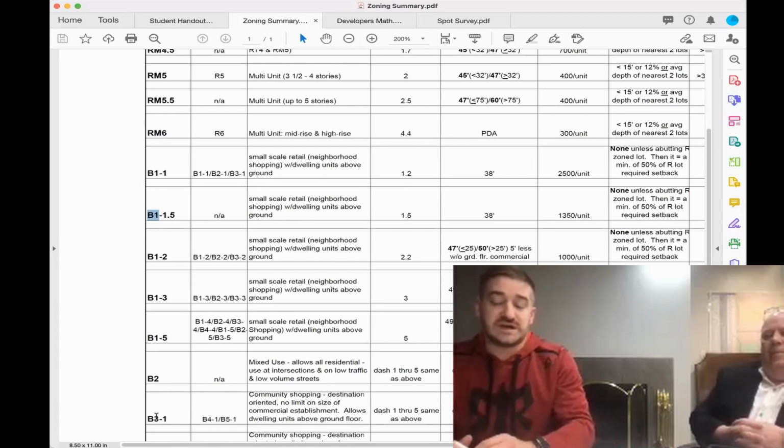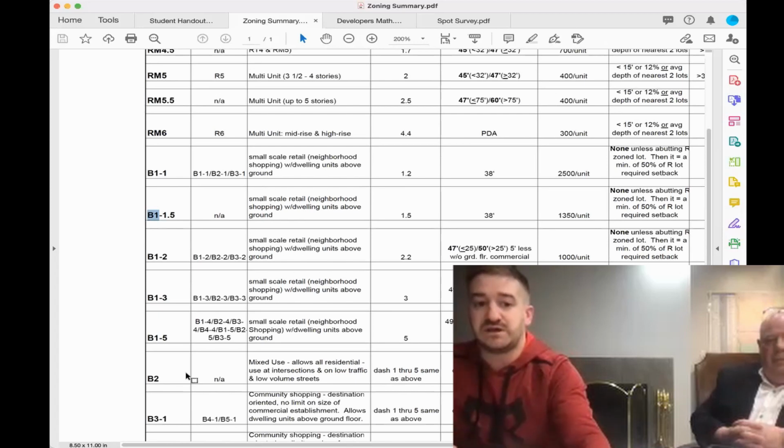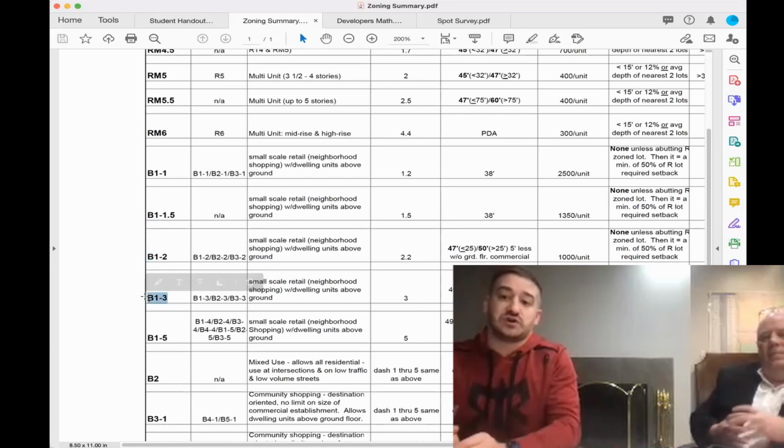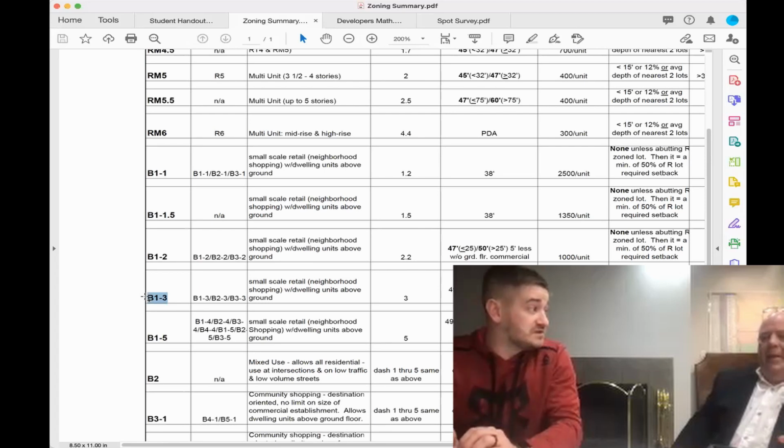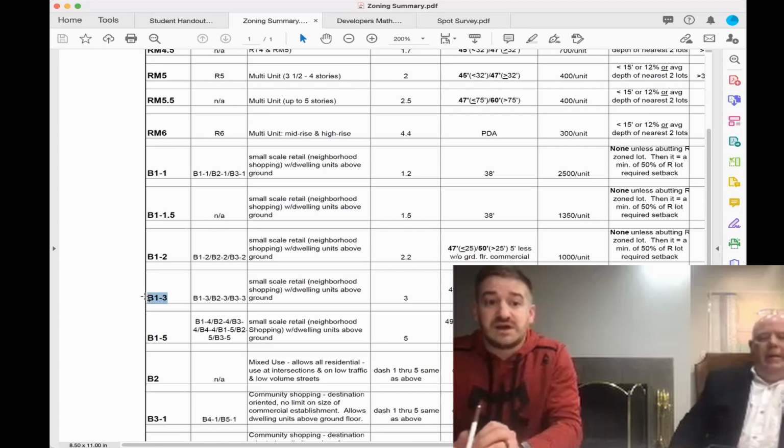And then your third type is you ask for a complete change of zoning. If you want a complete change, so let's say I have B1-2 zoning and I want to go to B1-3, I have to go in front of the zoning board of appeals and ask for a zoning change. Currently, zoning changes are taking about a year minimum. And it's a 50-50 chance you get it.